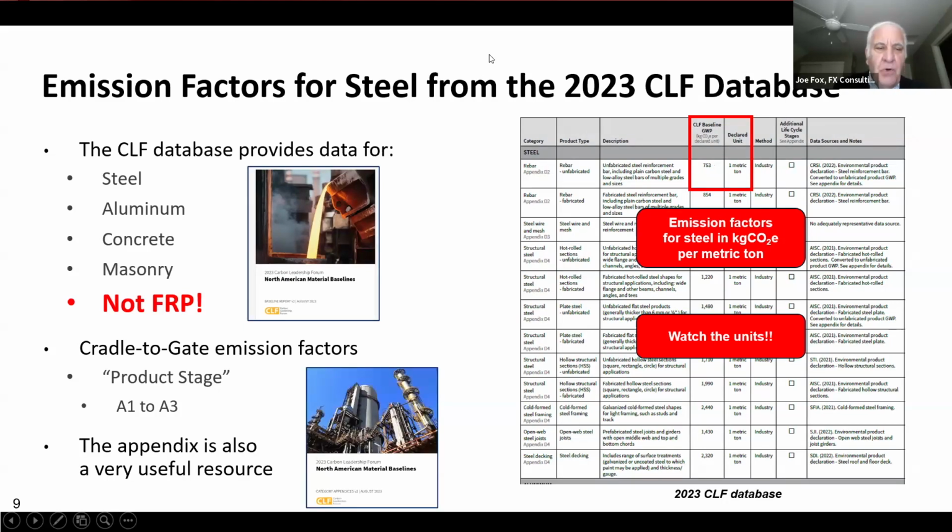And I also just want to point out, this data comes from this report. There's also a very useful appendix. The appendix is where I got that very useful figure from a few slides ago. It also shows you how they collect the data and do the calculations that they present in this table.